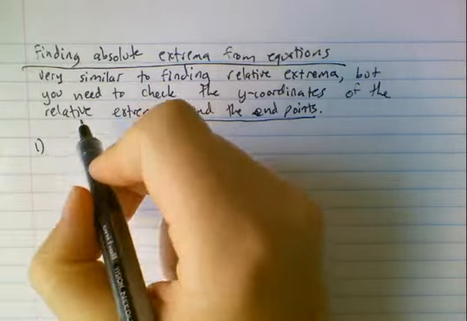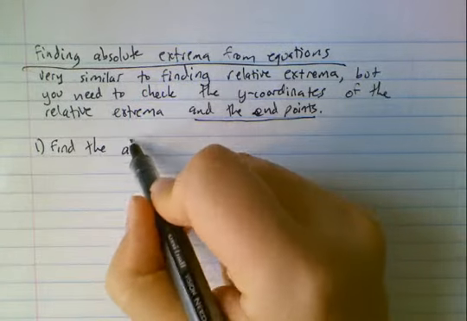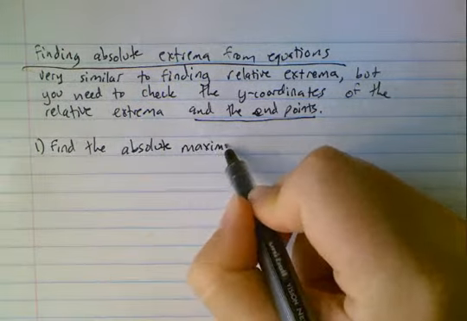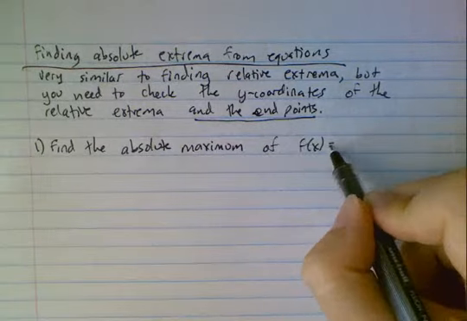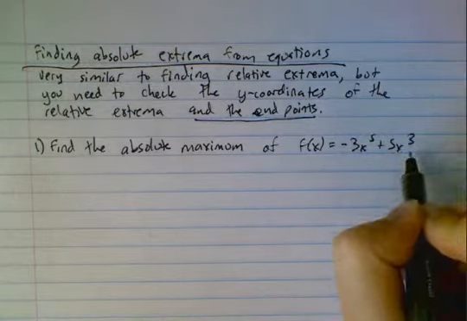So let's do a problem. Find the absolute maximum of f of x equals negative 3x to the fifth plus 5x cubed.